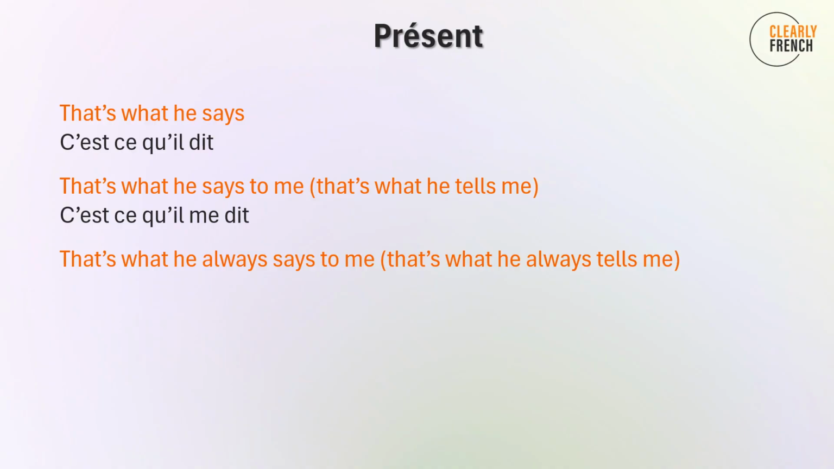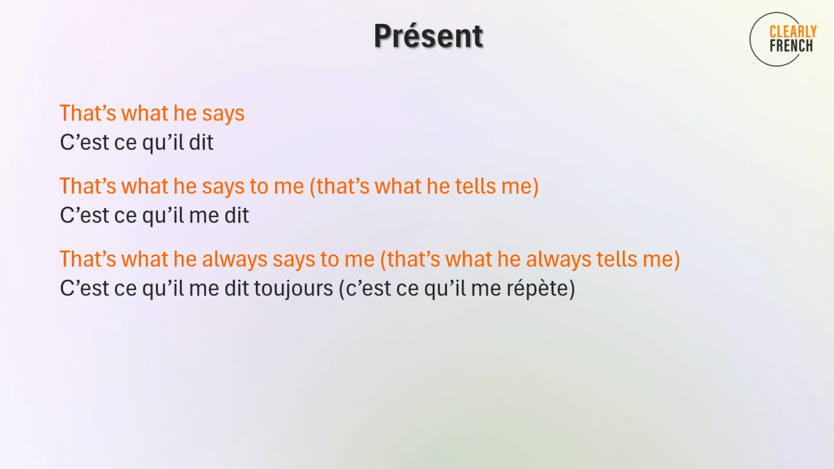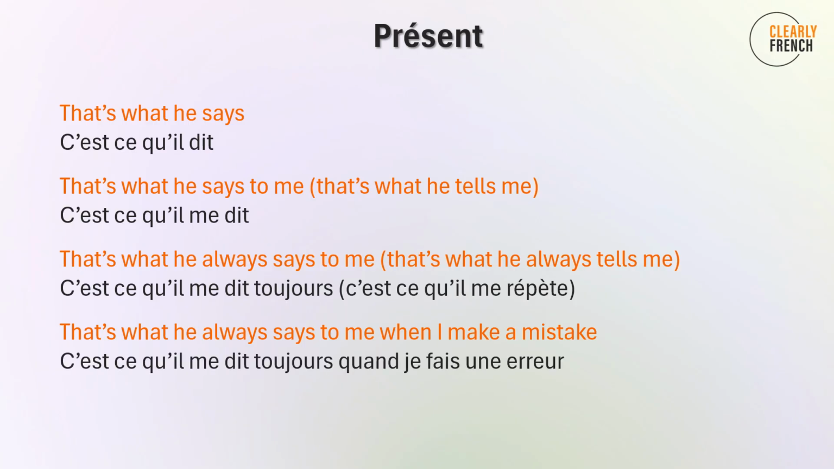That's what he always says to me, or that's what he always tells me. C'est ce qu'il me dit toujours. But actually in real life we tend to say c'est ce qu'il me répète. That's what he repeats to me. But for argument's sake, for grammar, for practice, we'll keep dire the same. That's what he always says to me when I make a mistake. C'est ce qu'il me dit toujours quand je fais une erreur.